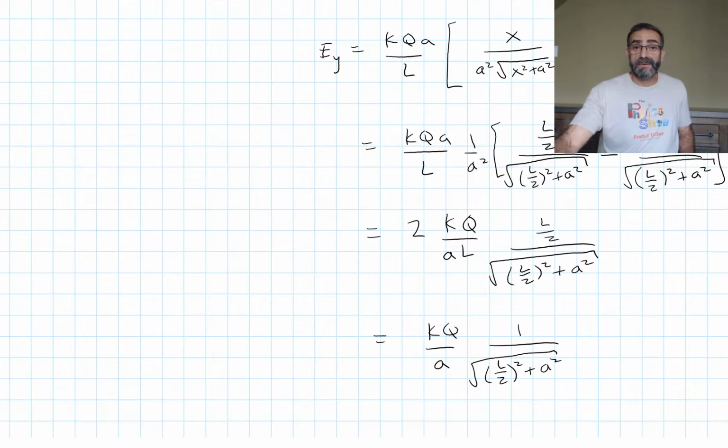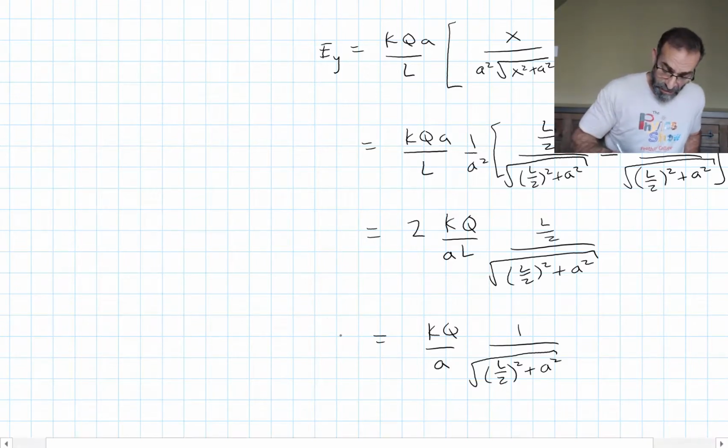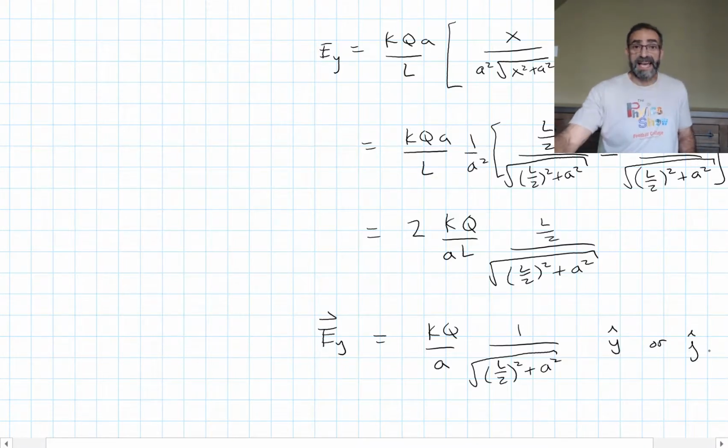Now we have to figure out the direction, because these integrals only give you the magnitude of the electric field at that location. We know that this rod is positively charged, so the electric field will point away from the positive charge, or in the positive y direction. So our electric field in the y direction, y hat or j hat unit vector, to show that this points in the positive direction.